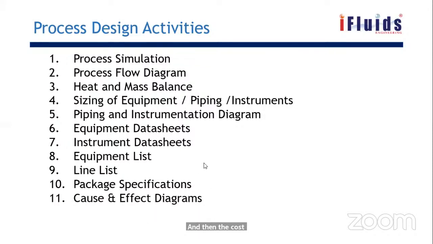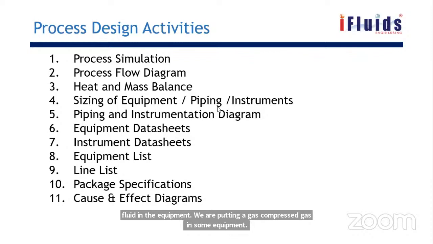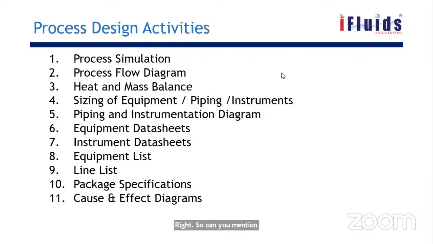The cause and effect diagram is like, say we are doing these many activities, right? We need to see that if something goes wrong, we need to stop that activity, right? We are pumping some fluid into the equipment. We are putting a compressed gas into some equipment, right? So can you mention any example?